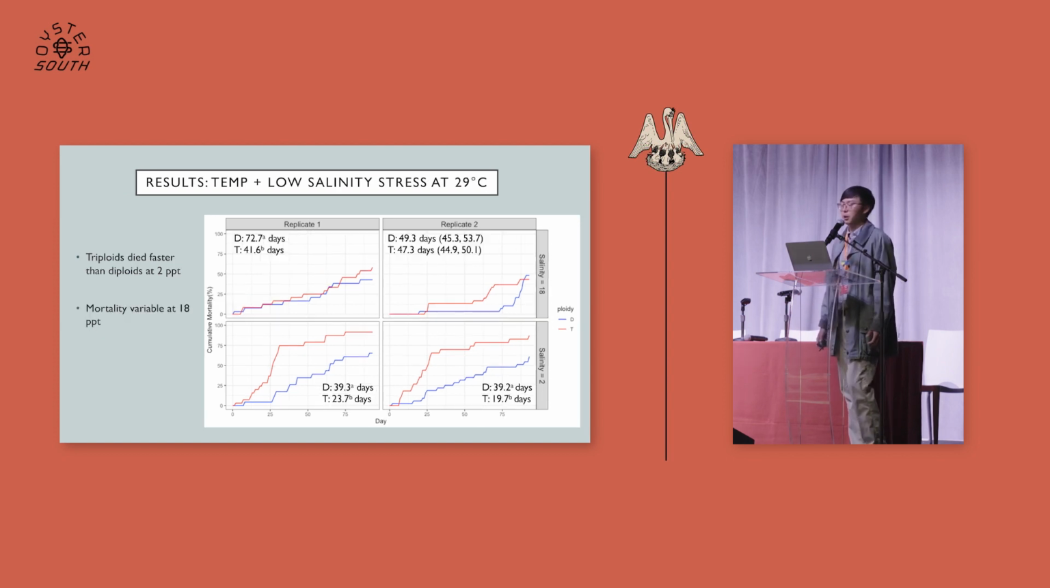So here's the results for the combined stressors at 29 degrees Celsius. We see here again that triploids are dying faster than diploids at 2 parts per thousand. When you look at those LT50s, the triploid values are around half that of the diploids in both replicates. At 18 parts per thousand, this time we see a variable type of mortality, where in replicate 1 we saw a significant difference, but in replicate 2 the LT50s are nearly identical.